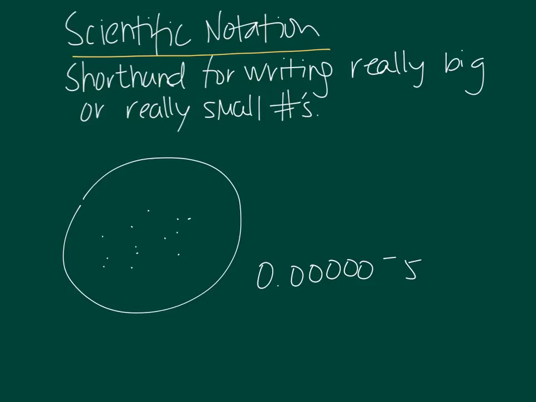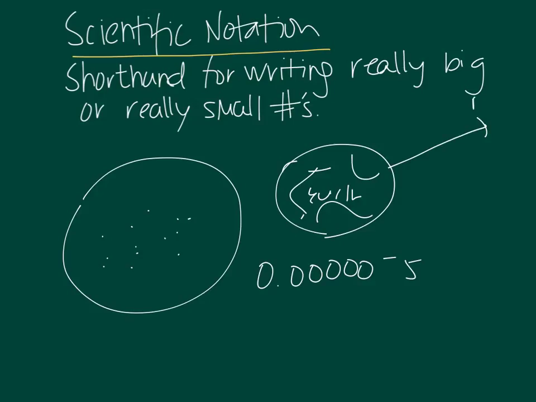Or say this is Earth. It looks kind of funny, but anyways, this is Earth, and we're talking about the distance to the moon or something. We're not going to write all those big numbers. We're not going to write how far it is in every single digit. We're going to write it in scientific notation to make it shorthand. Does that make sense? So you're trying to take a big number or a small number and abbreviate it.